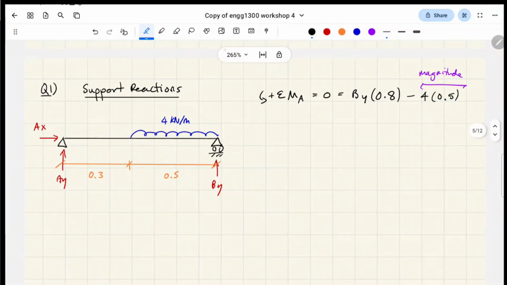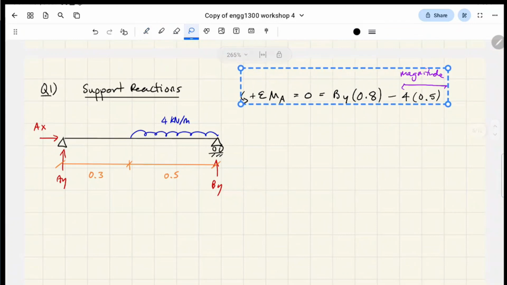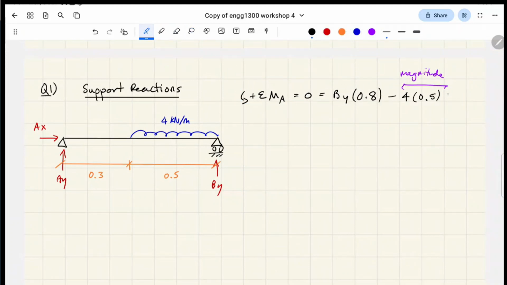And then, let's move this. And then we multiplied by the lever arm, which, remember, if this was a point load, basically it's halfway across here, right? So we do 0.3 plus 0.25 to get from here to here, right? So what I do is I'll just write that as 0.55. So that's your lever arm.